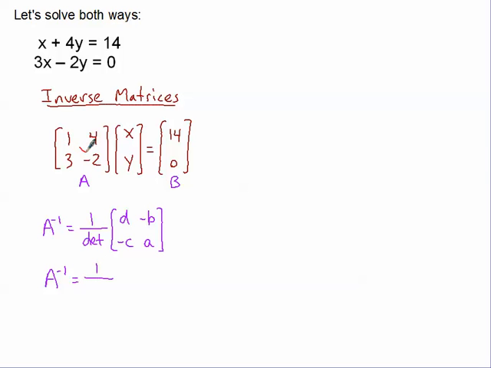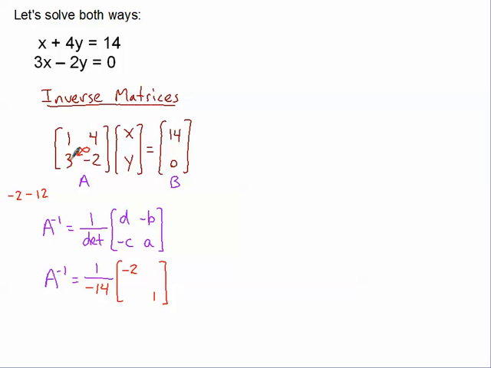So I'm going to go ahead and write here and find this diagonal. The first diagonal, 1 times negative 2 is negative 2 minus 4 times 3. So I've got negative 2 minus 12. That's negative 14. So 1 divided by negative 14 is going to go right there. Switching this matrix around for the inverse part of the matrix, the 1 and the negative 2 are going to swap places.